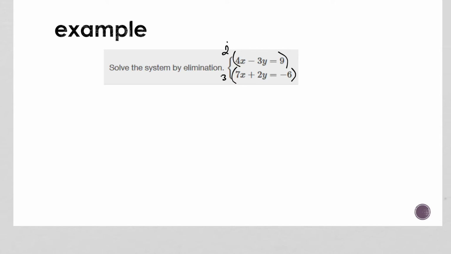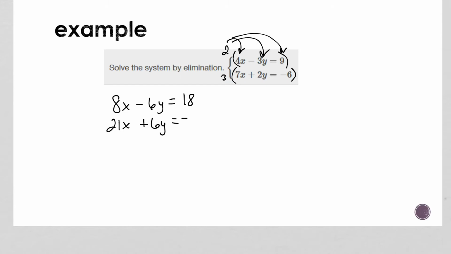All right, so I'm going to multiply 2 times 4x, 2 times negative 3y, and 2 times 9. And I get 8x minus 6y is equal to 18. 3 times 7 is 21x. 3 times 2y is positive 6y. And then 3 times negative 6 is negative 18.